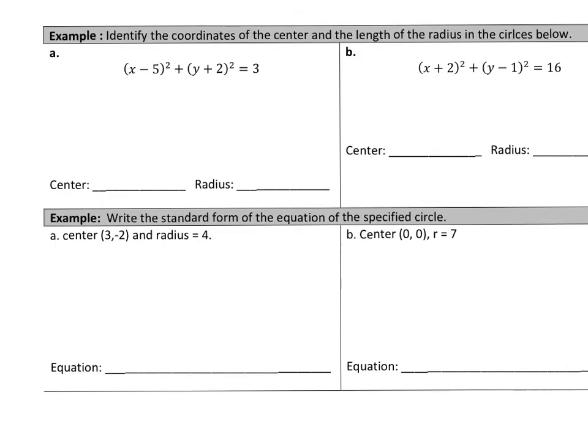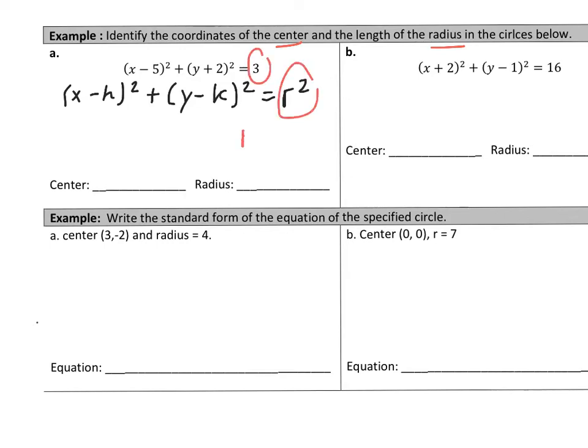So for these first couple examples, what I have to do is identify the center and the radius from the equation of the circle that they give me. Now, it helps if we remember what that standard form is. (x minus h) squared plus (y minus k) squared equals r squared. So right away I can pick out that r squared is equal to 3. But down here for the radius, they just want r. So what I'm going to have to do is take the square root on both sides to get r by itself, which tells me that the radius is the square root of 3.